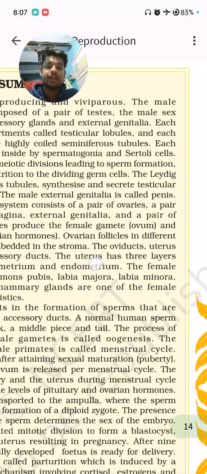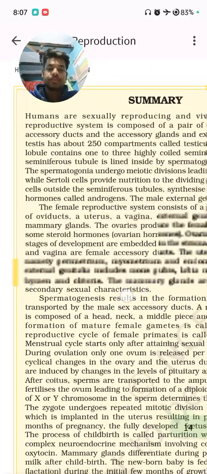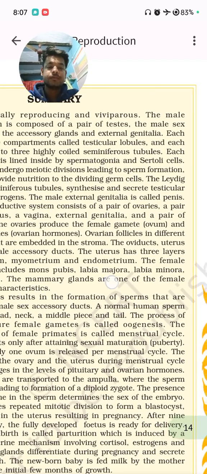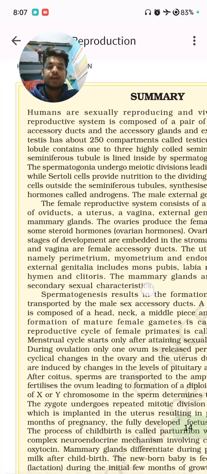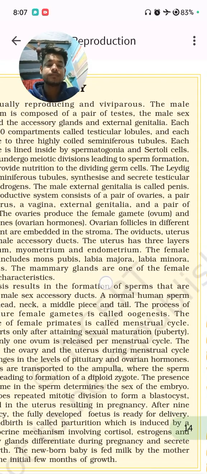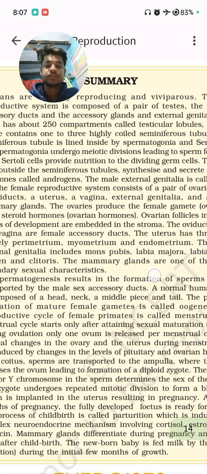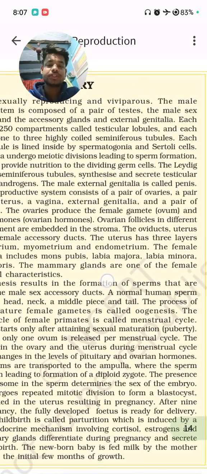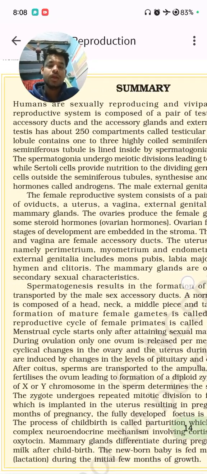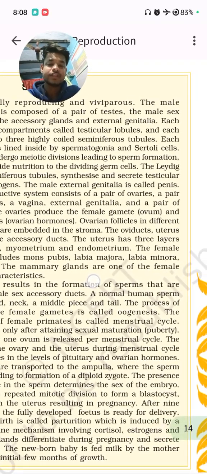Each seminiferous tubule is lined inside by spermatogonia and Sertoli cells. The spermatogonia undergo meiotic division, leading to sperm formation, while Sertoli cells provide nutrition to the dividing germ cells. The Leydig cells outside the seminiferous tubules synthesize and secrete testicular hormones called androgens. The male external genitalia is called the penis.